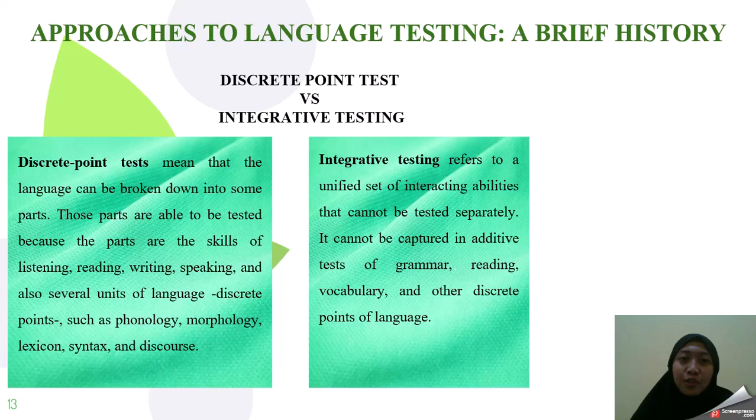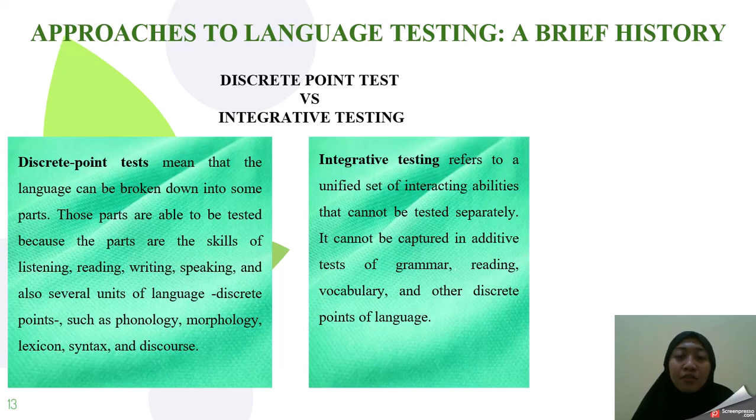For the next one, let's talk about approaches to language testing, but it's only a brief history. Actually, we have many kinds of approaches to language testing, and in this part, I just want to give you the explanation about discrete point tests and also integrative testing. Discrete point testing means that the language can be broken down into some parts. The parts are listening, reading, writing, and speaking. We also have some language systems there, like phonology, morphology, lexicon, syntax, and also discourse.